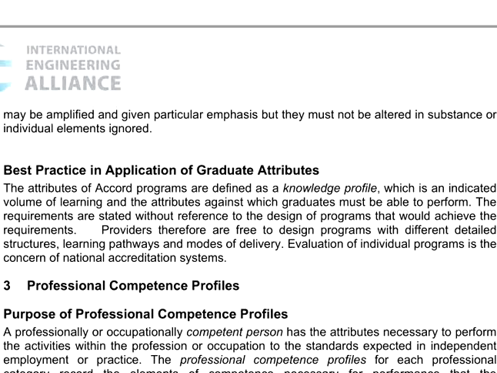What does this mean? It means that the requirements in terms of the graduate attributes, as referred to by the requirement here, these graduate attributes are defined based on what is expected from a graduate of the engineering program.